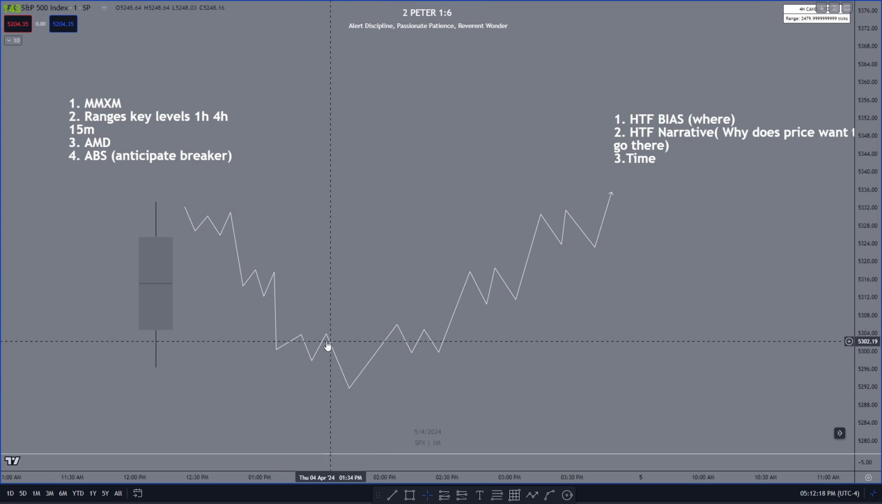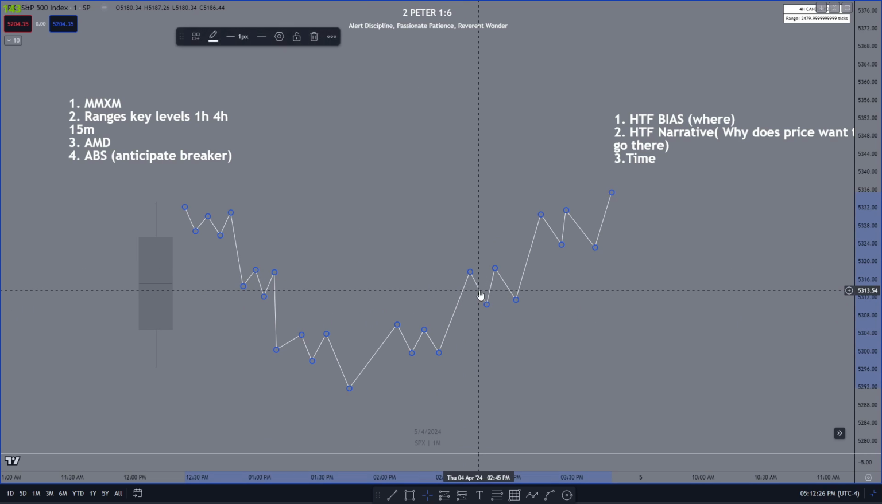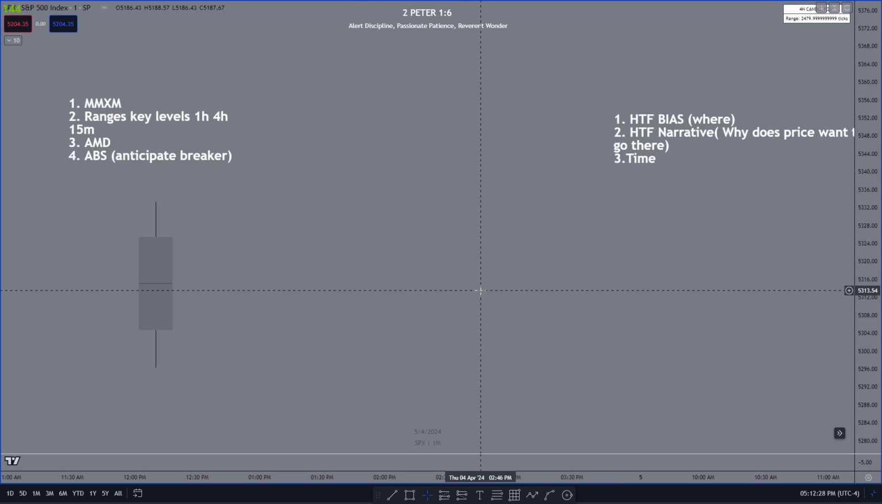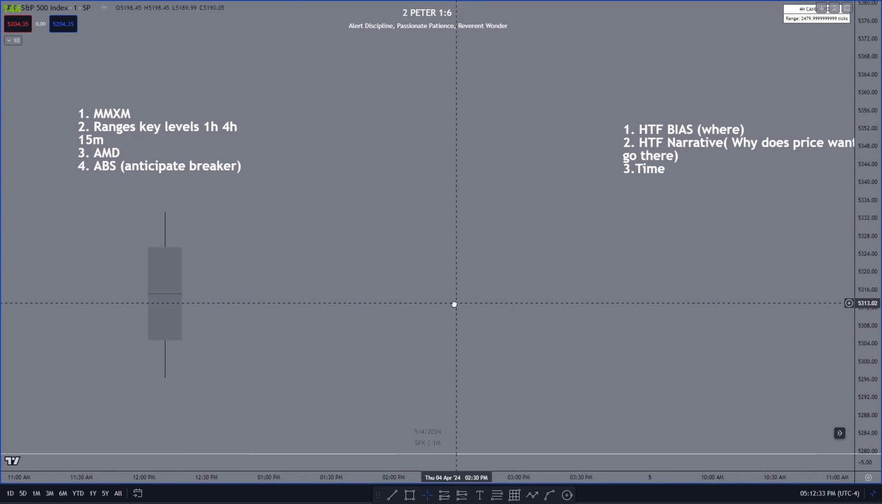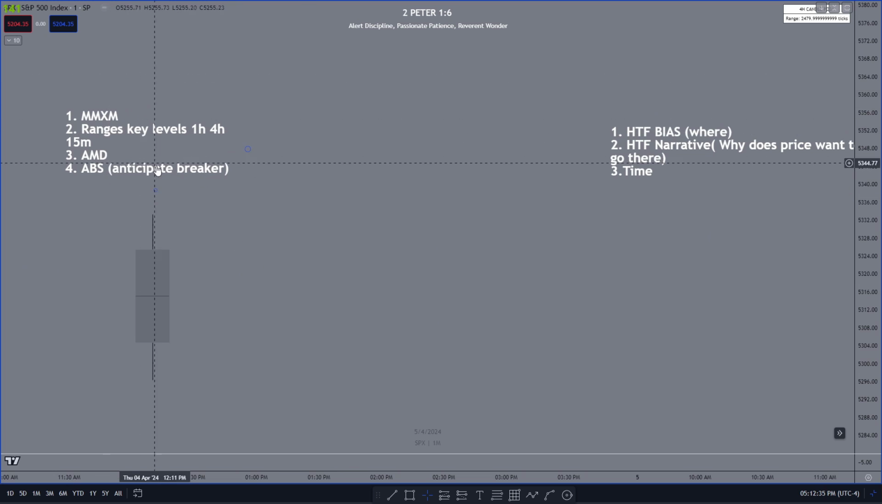And not only is it anticipating the breaker to form, but it's accumulating, manipulating, and then distributing. So all of these can, of course, overlap. And what I like to say is it's like you're adding buffs to your sword, right? When I look for these, it's like I'm adding buffs to the sword. The more of these confluences that I get, the more high probability it's going to be.